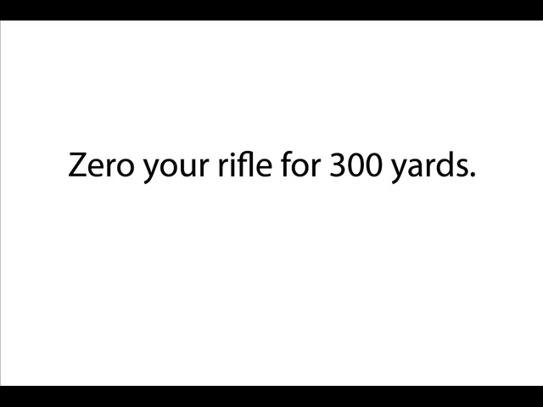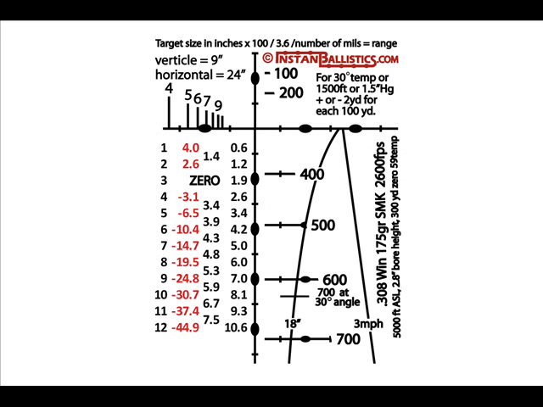To use all the features of this chart, your rifle needs to be zeroed for 300 yards. So you can see that the increment from 100 yards to 300 yards is 4 minutes of angle. So if you have a 100-yard zero on your scope, just go up 4 minutes of angle and then lock down that zero. Your rifle will then be zeroed at 300 yards, and you can use all the features on this chart.